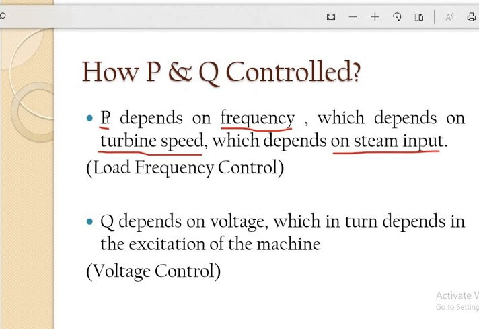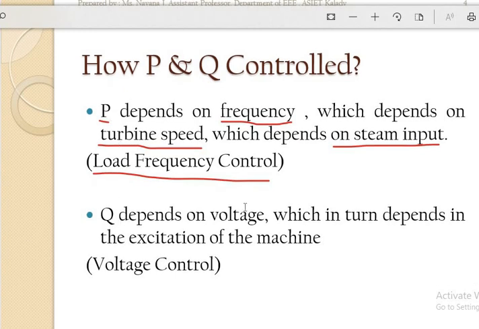So ultimately active power P can be controlled by controlling the frequency. And how can frequency be controlled? Frequency can be controlled by controlling the speed of the turbine. And the speed of the turbine can be controlled by controlling the steam input. Or indirectly, active power P can be controlled by controlling the steam input. This type of control is called load frequency control, because here we are controlling the frequency for controlling the active power. Clear? Similarly, reactive power Q depends upon the output voltage, and this output voltage depends upon the excitation of our magnetic field.